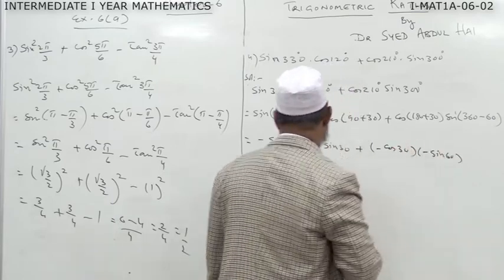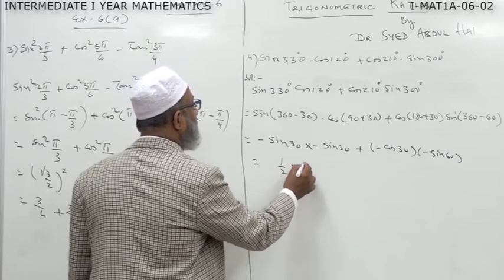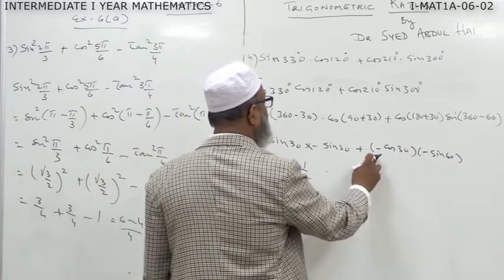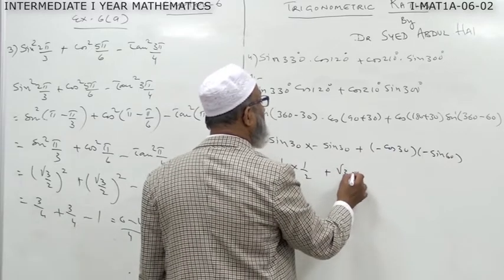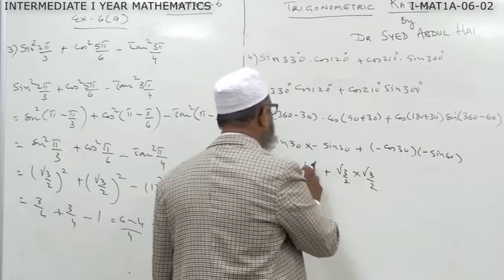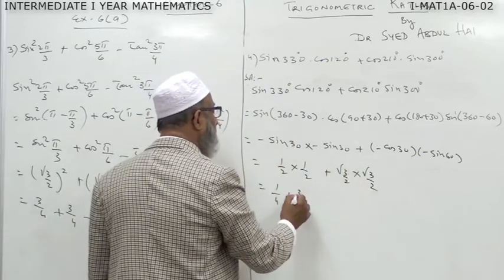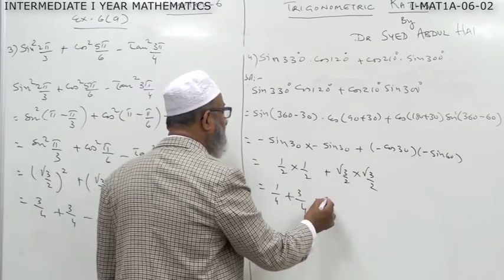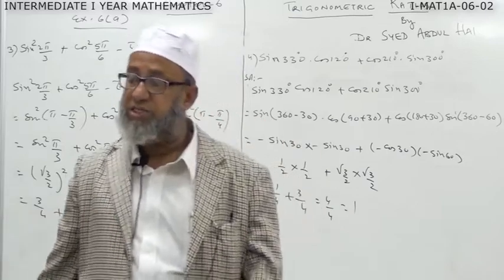sin 60 is equal to sin 30 minus, 2 minus plus sin 30, 1 by 2, sin 30, 1 by 2, cos 30 root 3 by 2, sin 60 root 3 by 2. 1 by 2 into root 3 by 2 is nothing but root 3 by 4, root 3 into root 3 is 3 by 4. 3 by 4 plus 1 by 4 is equal to 1. Therefore, your answer is 1.